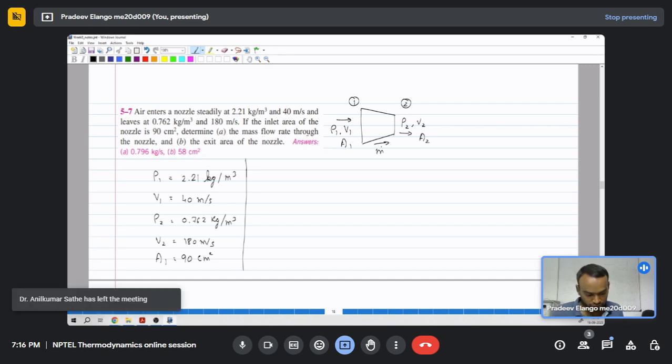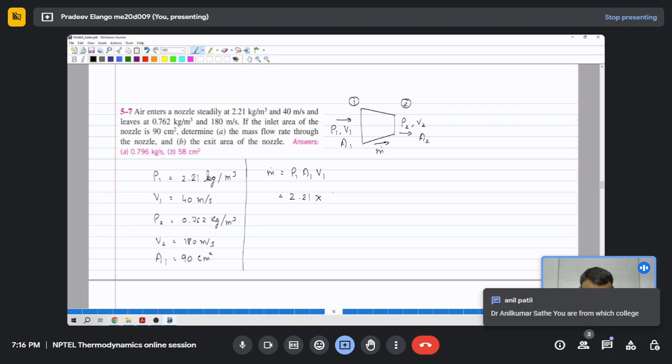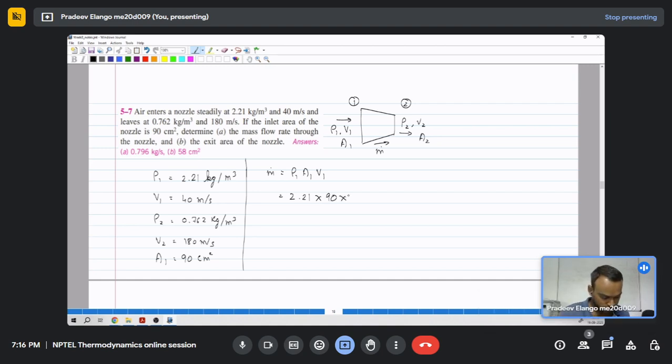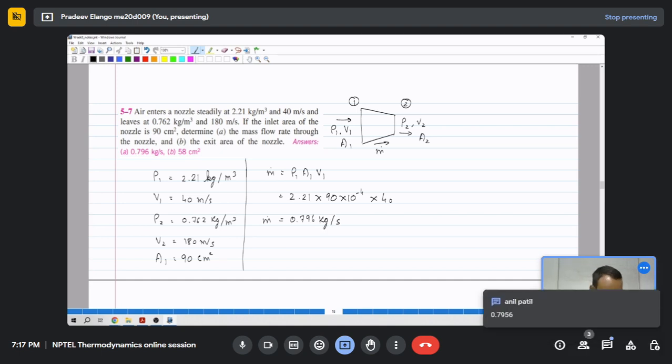Now we have to find the mass flow rate through the nozzle. So m dot is rho 1 A1 V1. So that is rho 1, 2.21, into area, 90 centimeter square. So convert to meter square: 90 into 10 power minus 4 meter square, and into V1, velocity 1, that is 40. So this is 0.796 kilogram per second.